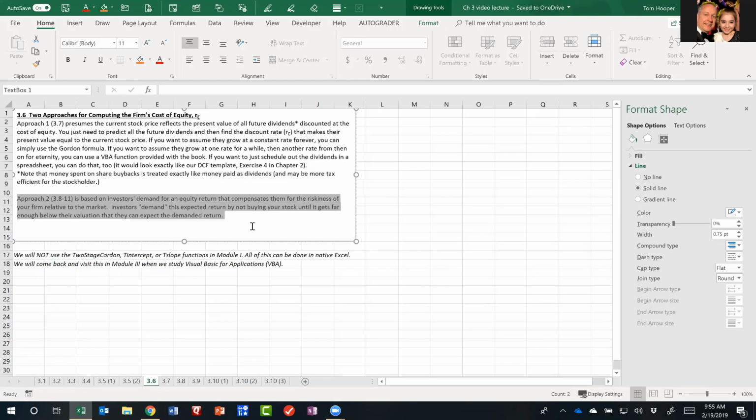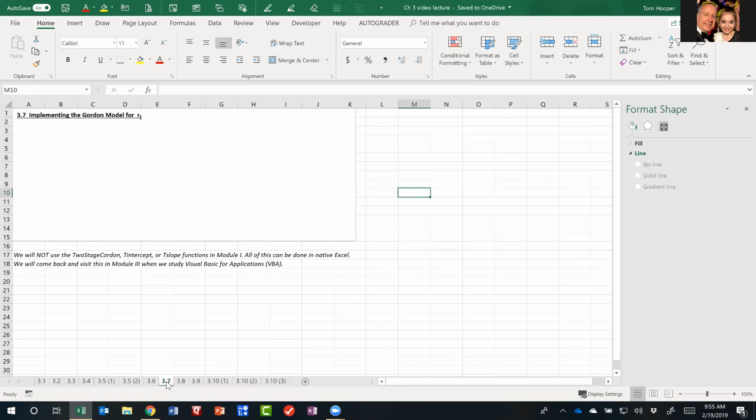The other approach is this CAPM method, and it's that one CAPM equation for the security market line. If we can estimate our beta and our risk-free rate, then we can price the cost of equity based on the riskiness of the stock. So let's look at the first approach.